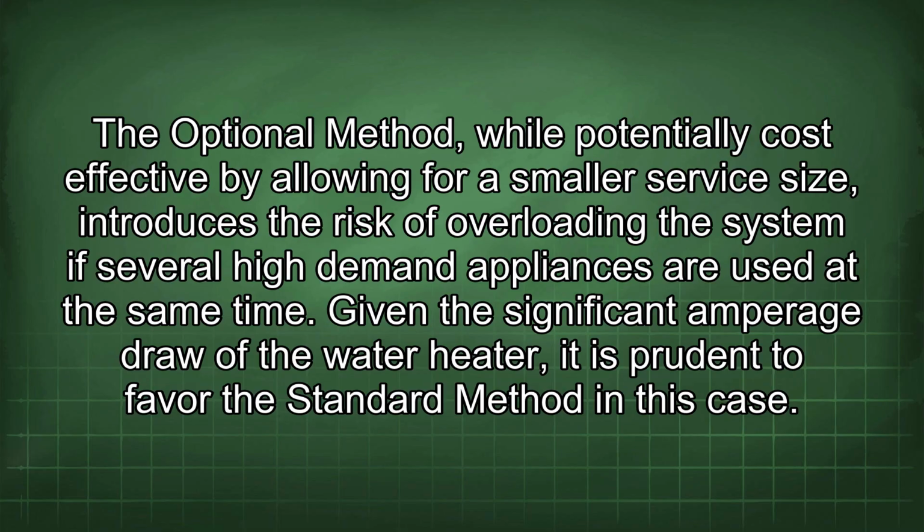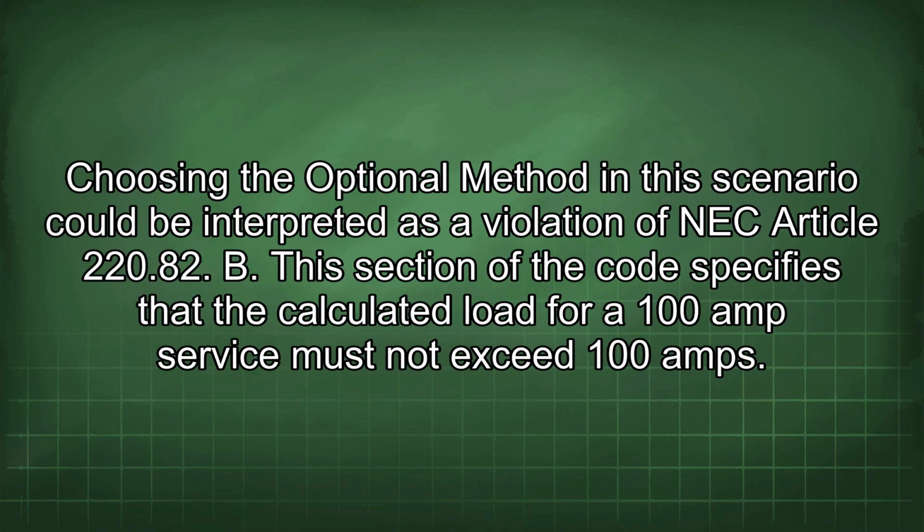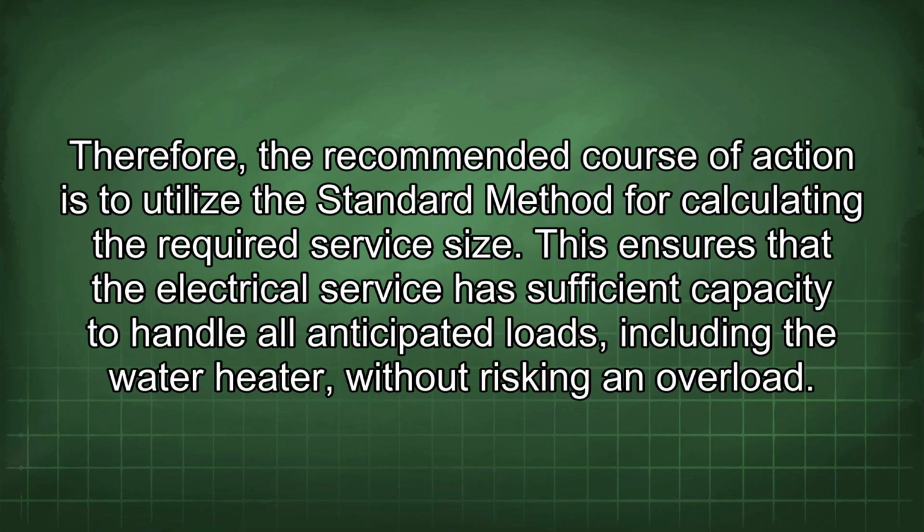The optional method, while potentially cost-effective by allowing for a smaller service size, introduces the risk of overloading the system if several high-demand appliances are used at the same time. Given the significant amperage draw of the water heater, it is prudent to favor the standard method in this case. Choosing the optional method in this scenario could be interpreted as a violation of NEC Article 220.82. The section of the code specifies that the calculated load for a 100 amp service must not exceed 100 amps. Therefore, the recommended course of action is to utilize the standard method for calculating the required service size.